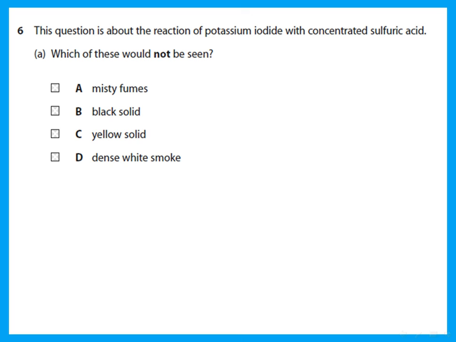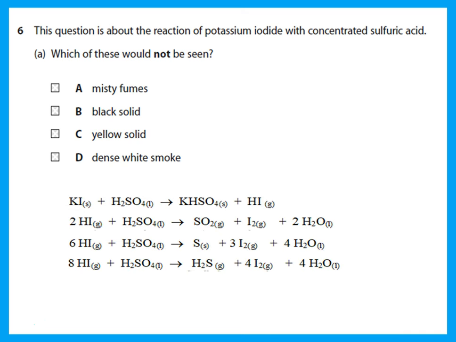This question is about the reaction of potassium iodide with concentrated sulfuric acid. Remember, we said potassium halides or sodium halides with concentrated sulfuric acid. What happens when we have iodide? The iodide with the sulfuric acid forms HI, and HI is a strong reducing agent, so it will go back and react with the sulfuric acid and reduce it.